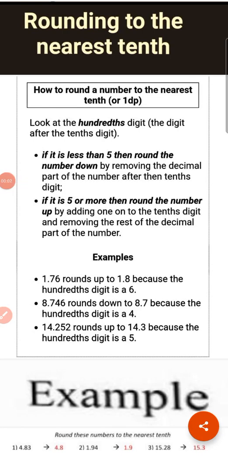Good afternoon, children. Today let us learn how to round a decimal number to the nearest tenth.